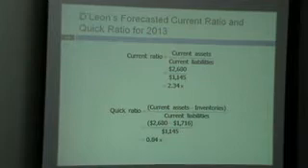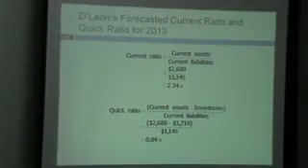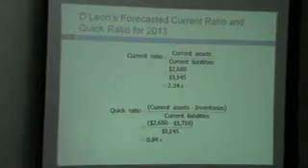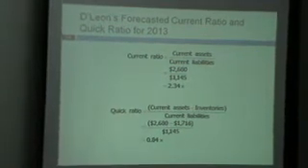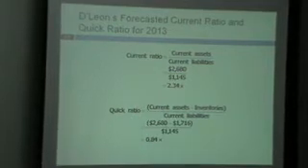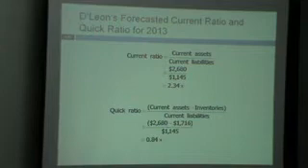Out of all the current assets, these are the slowest moving. Inventories are the slowest moving of the current assets. So that is why we are taking off their impact out of the current assets, and then we want to see what the position is. Now in this case, when you take off the inventories, your quick ratio is 0.84.